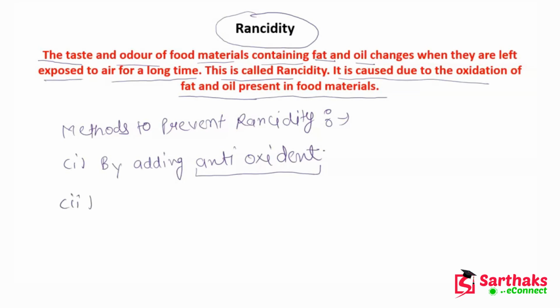Now let's talk about the second method, and that is vacuum packing. So guys, in vacuum packing, whenever there is vacuum, it means there is no presence of air. So if air is not present, then oxygen will also not be present, and thus we can say that the oxidation reaction will not be able to take place. So this will also prevent rancidity.